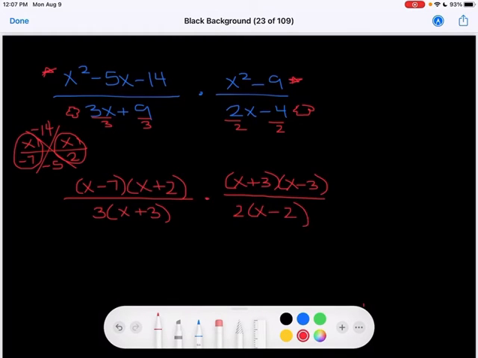All right, now just keep in mind, if this was a division problem, the first thing you would do would be keep it, change it, flip it. And then it would be a multiplication problem, and you would start factoring like I just did.